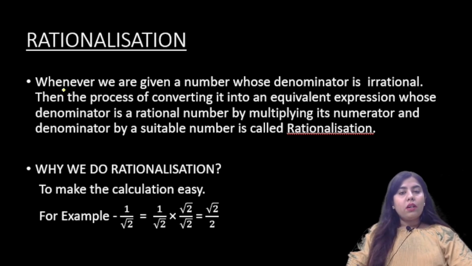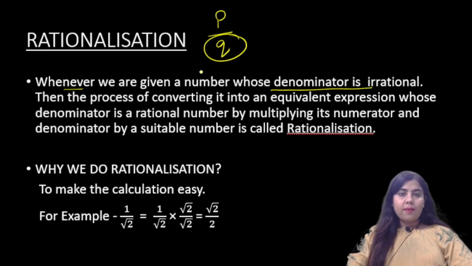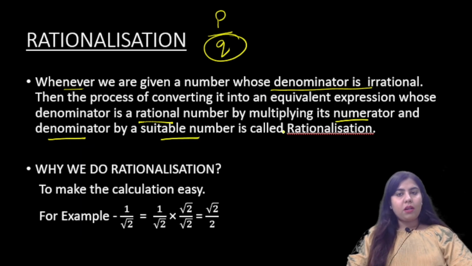See, whenever we are given a number as p by q, where p is the numerator and q is the denominator, and q is irrational, then the process of converting it into an equivalent expression whose denominator is a rational number by multiplying its numerator and denominator by a suitable number is called rationalization.